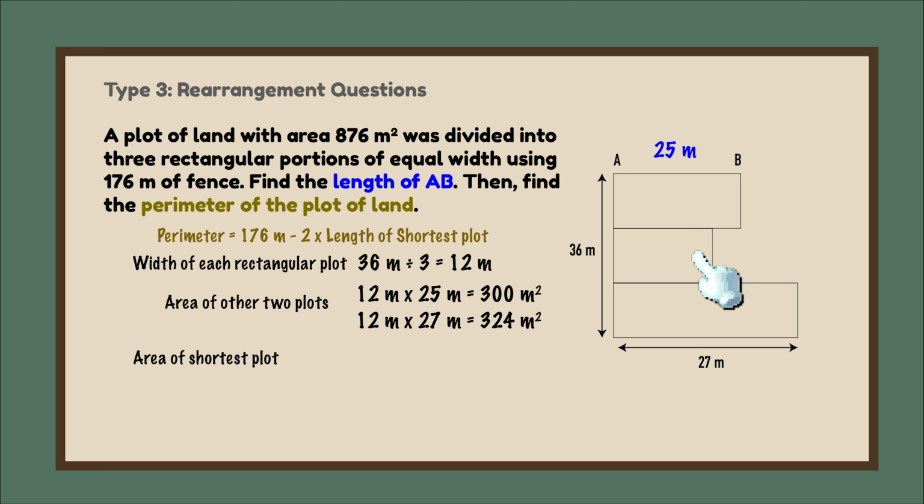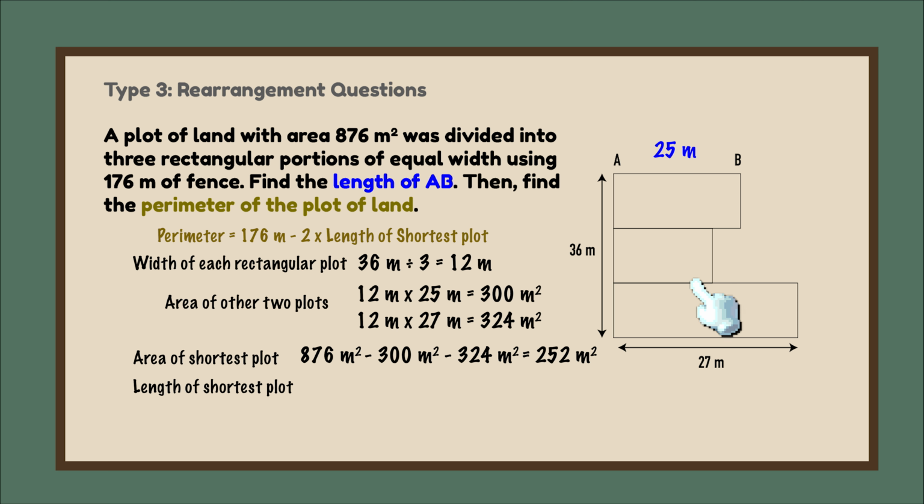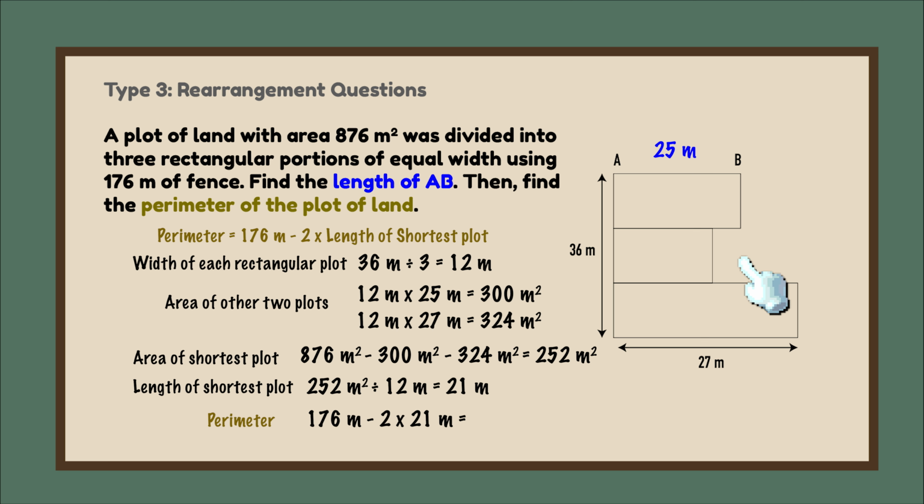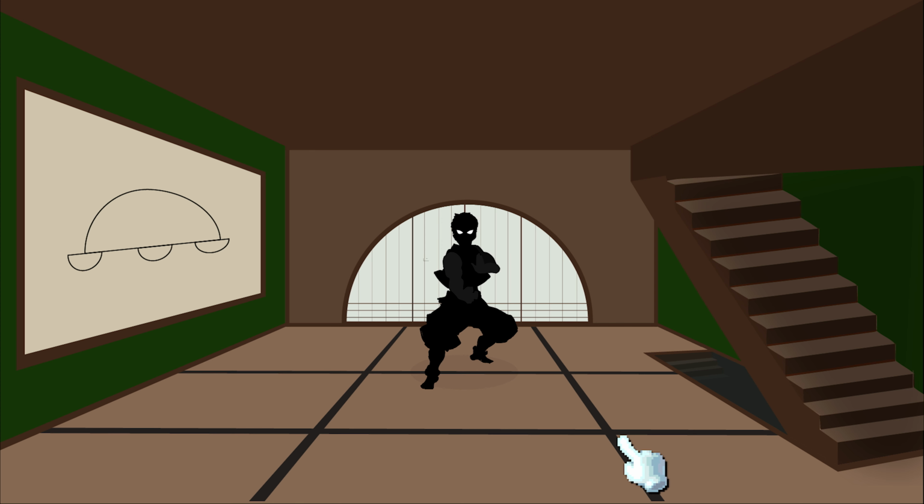And now we can find the area of the shortest plot by subtracting the top and bottom from the total. And now we can find the shortest length. We can take the area divided by 12 meters, giving us 21 meters. So now we can take the total length of fence, and then we minus 2 of 21 meters, and that gives us 134 meters. And looks like it's right.